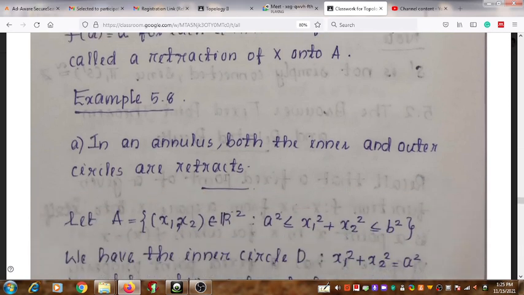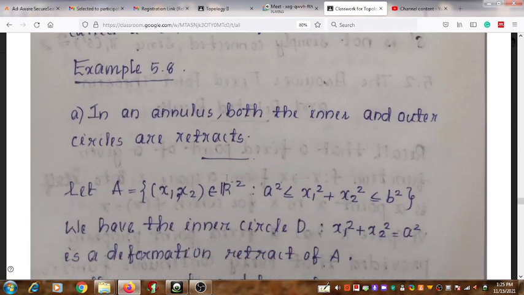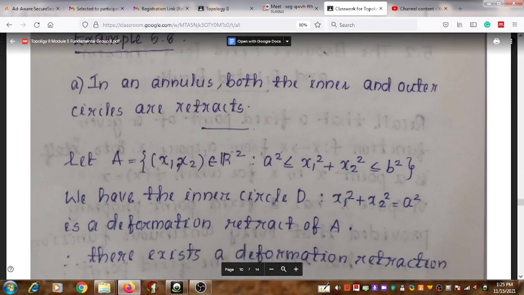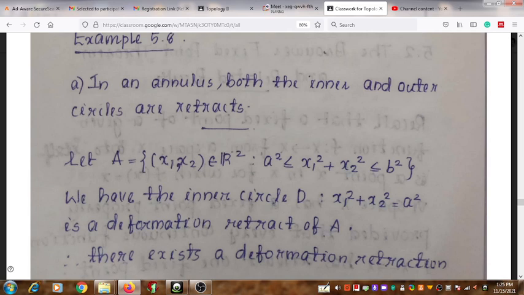Let's see some examples. We consider an annulus. In the case of an annulus, the inner and outer circles are both retracts. We can take A as the collection of points (x1, x2) in R2 such that a squared is less than or equal to x1 squared plus x2 squared, which is less than or equal to b squared.